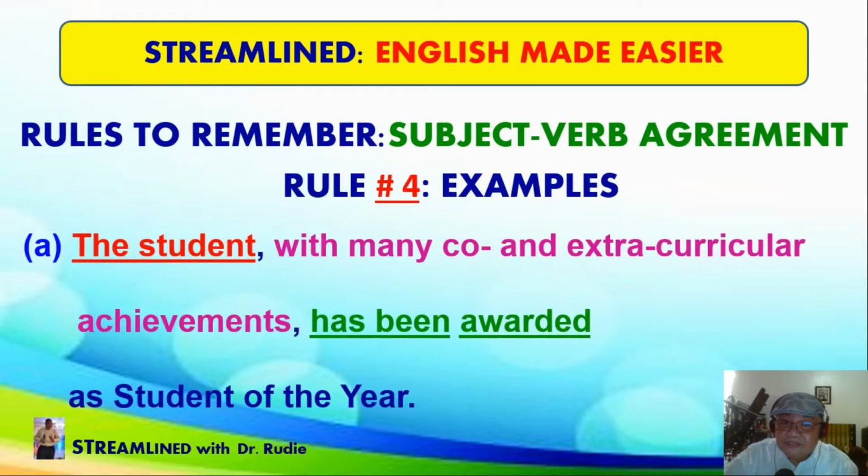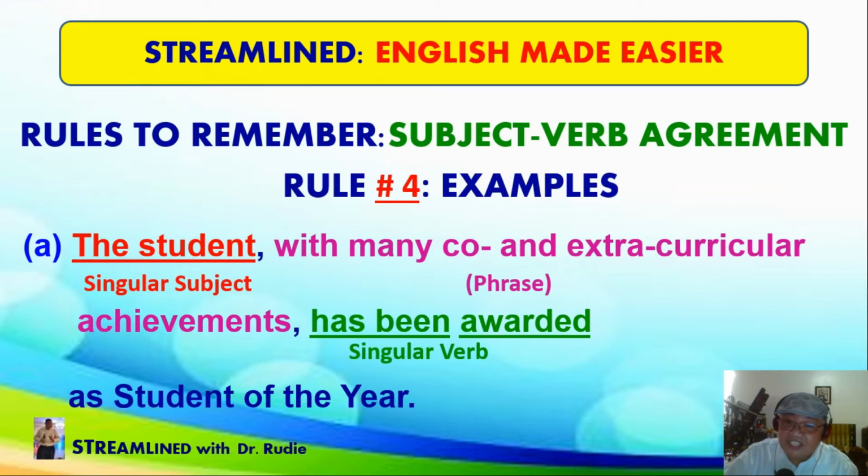The student with many co- and extracurricular achievements has been awarded as Student of the Year. Our subject is the student. It is singular in form. With many co- and extracurricular achievements, which contains the plural word achievements, is not the subject. It is just an intervening expression or a phrase. And this does not in any way affect the number of the subject.